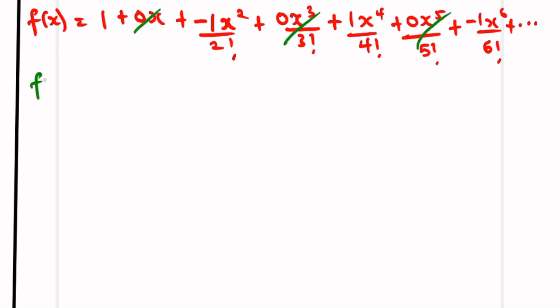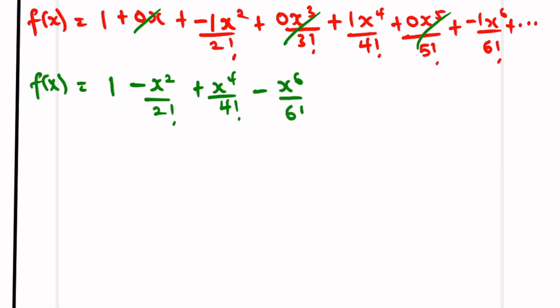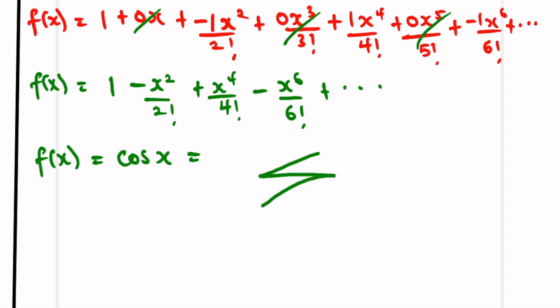So we have f of x is equal to 1 minus x squared over 2 factorial plus x raised to the power 4 over 4 factorial minus x raised to the power 6 over 6 factorial plus dot dot dot. So this is the first four terms: 1, 2, 3, 4. Just like every other question we've been working on so far, we would like to express this in the compact form. Now, f of x, which we know is cos x, is equal to, let's have our summation.